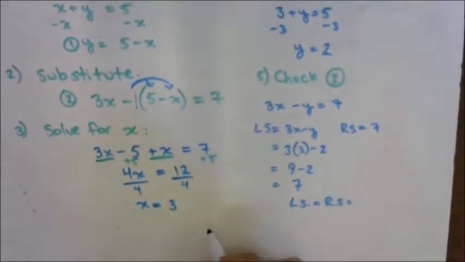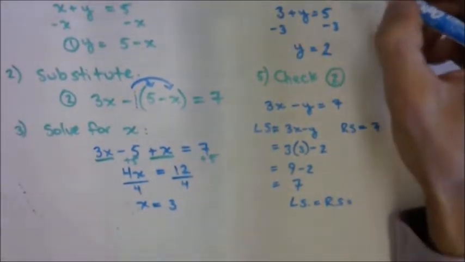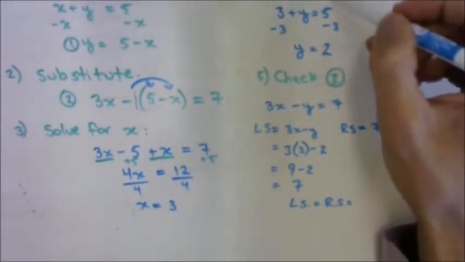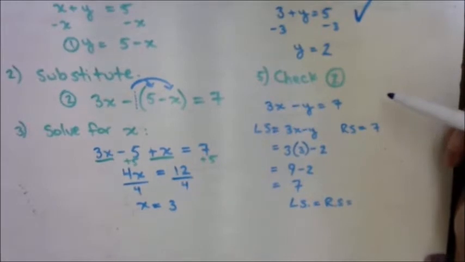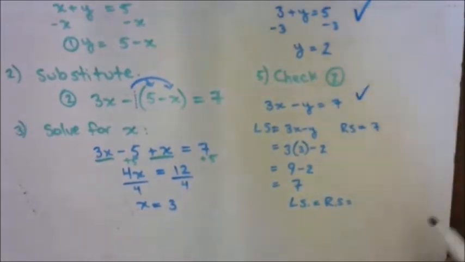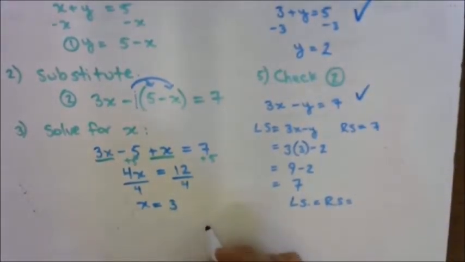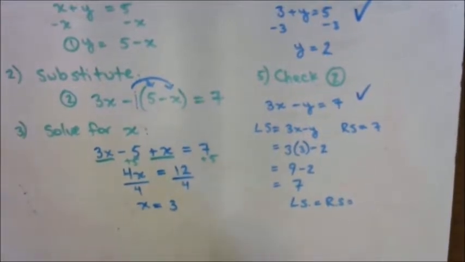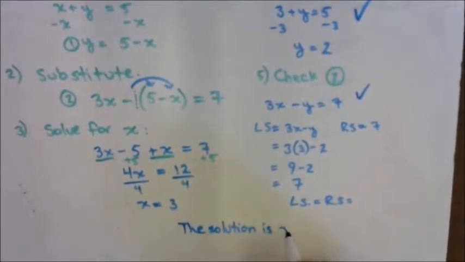Why don't we check number 1? We already did, right, in this one. We subbed it in to find x and y. So we already know that it works in number 1. So then we check in number 2. It works. Sorry, we're not looking for the point of intersection. We're looking for the solution. The solution is x equals 3, y equals 2.